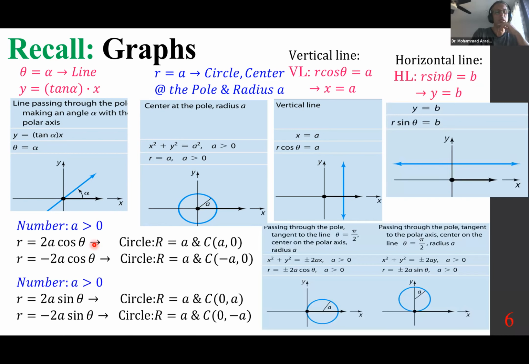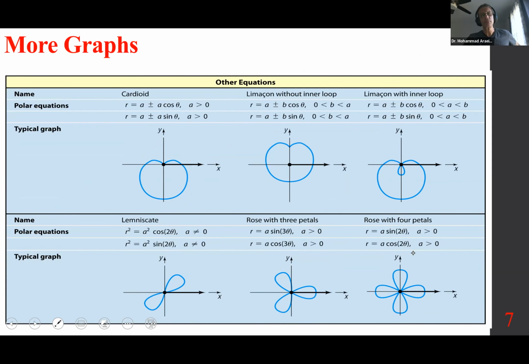When we have 2a or minus 2a times cosine theta or sine theta, all of them result in a circle. If it involves cosine, it's along the x-axis. If it involves sine, it's along the y-axis. And we have other equations: a cardioid, a limaçon without the inner loop, and with the inner loop. And we also discussed roses. So this is the synopsis of what we have done.